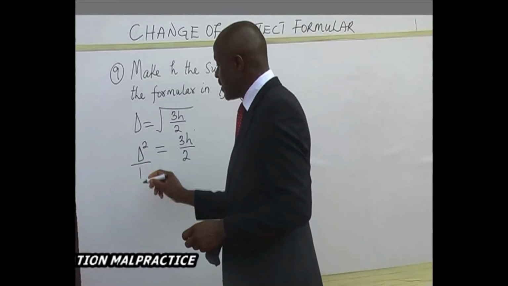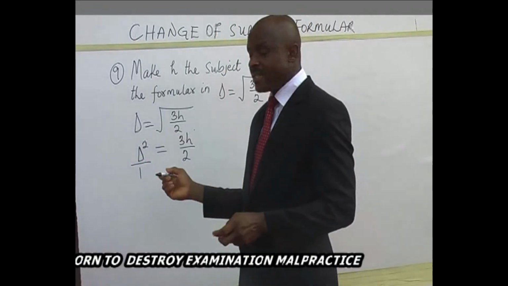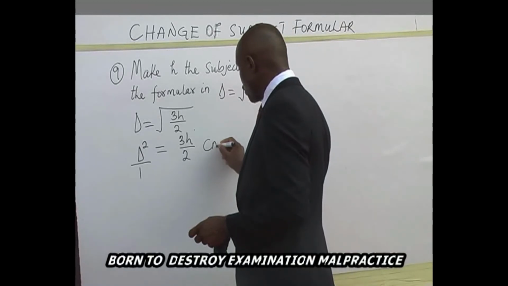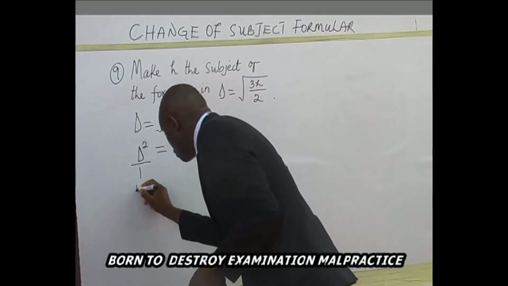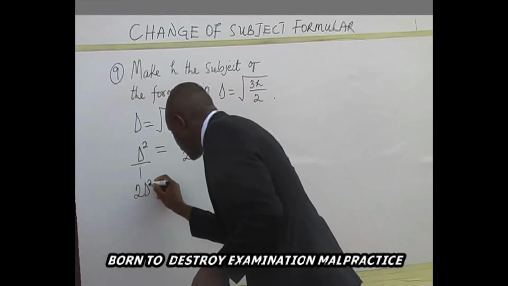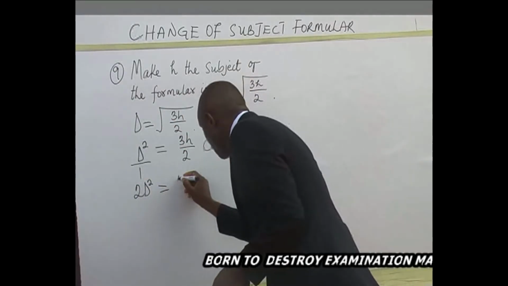Remember that d squared means d squared all over 1 in fraction form. At this level, the next thing you do is you cross multiply. 2 times d squared will give you 2d squared. And it's going to be equal to 3h times 1, which will give you 3h.